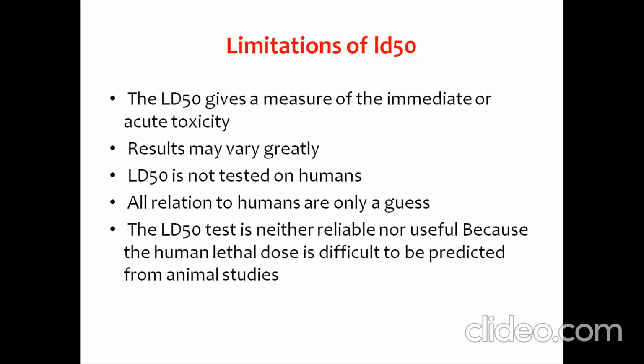So what are the limitations of this method? The LD50 gives you a measure of immediate and acute toxicity. Results may vary greatly. LD50 is not tested on humans. All the relations to humans are only based on guesses. The LD50 test is neither reliable nor useful because the human lethal dose is difficult to predict from animal studies.